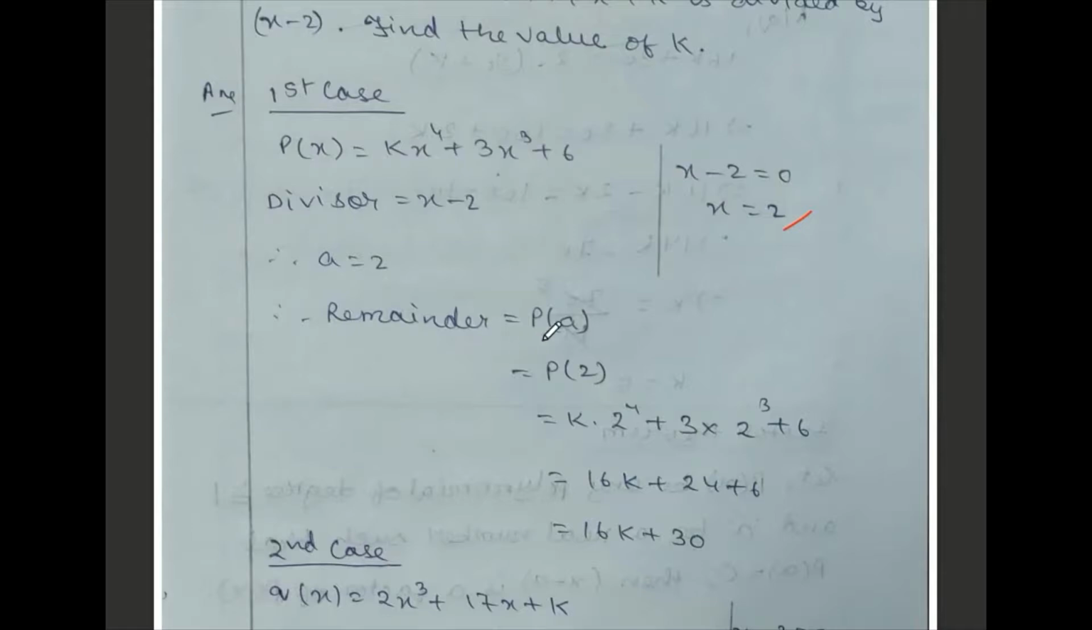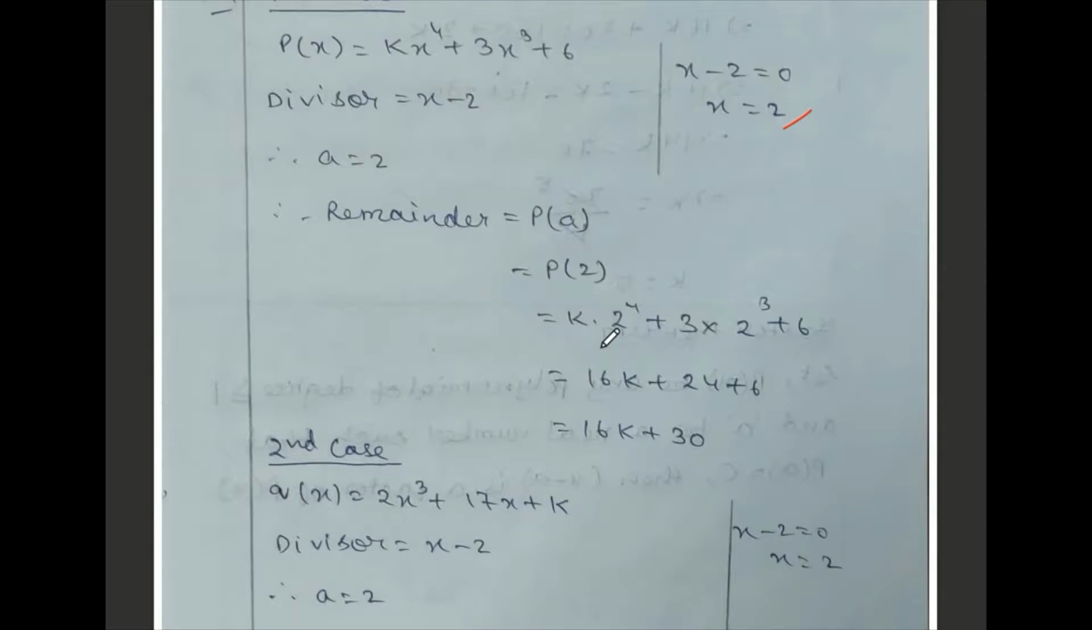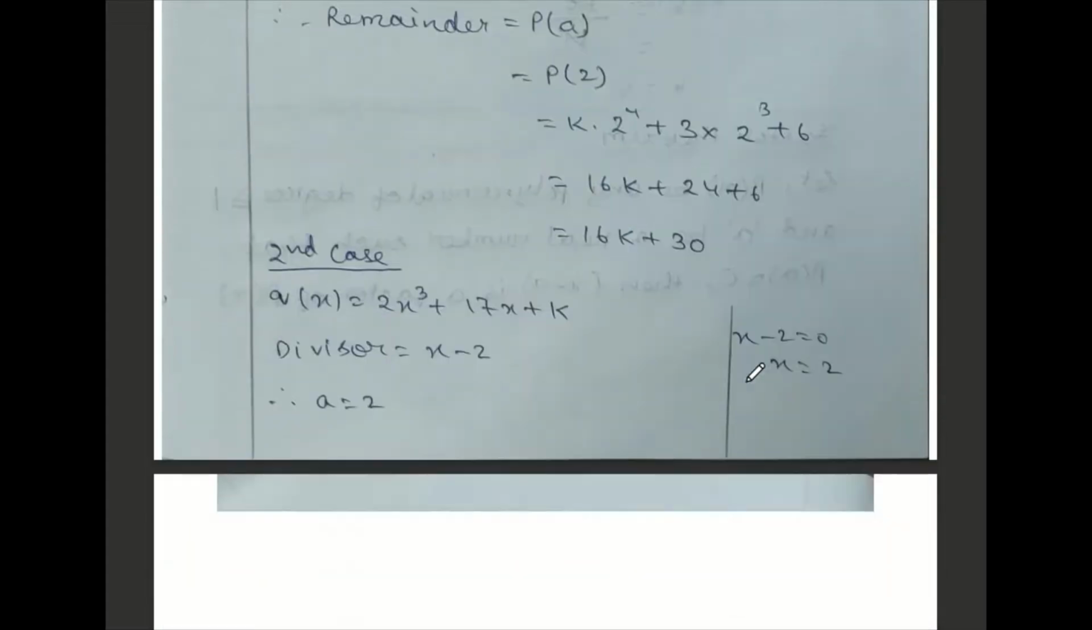Now the remainder is equal to P(a) as per the remainder theorem, where in place of a you are putting 2. Now that 2 you can replace in this polynomial wherever x is available. So it becomes k into 2 to the power 4 plus 3 into 2 cube plus 6. 2 to the power 4 will give you 16. So 16k plus 2 to the power 3 is 8, 8 3s are 24, plus 6. That is 16k plus 30.